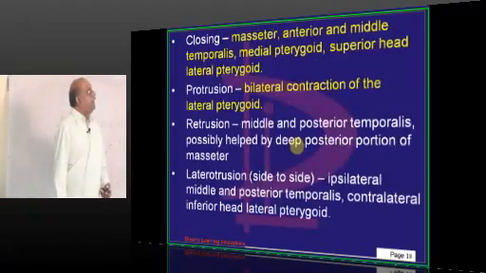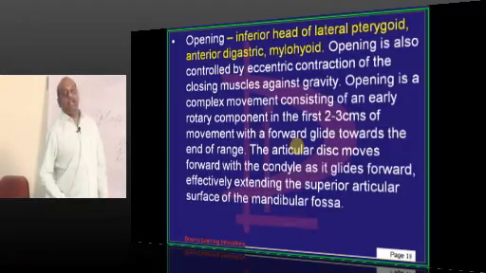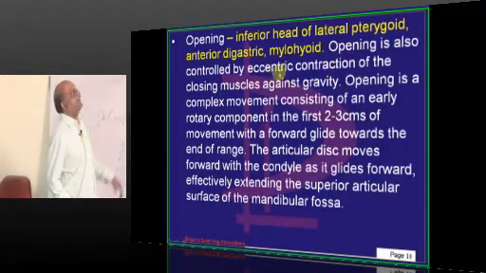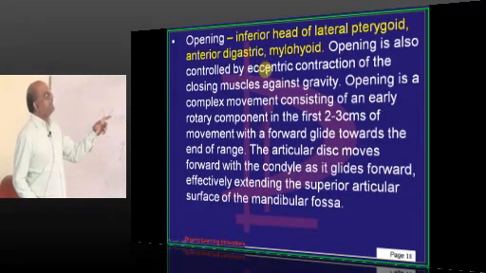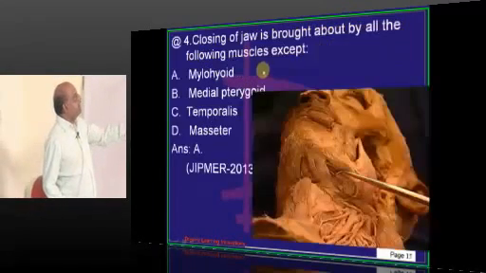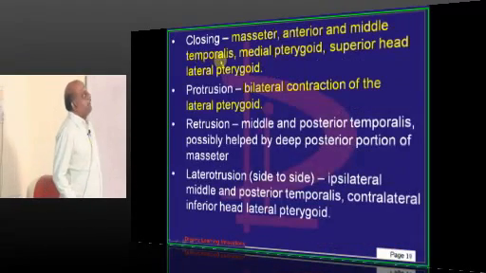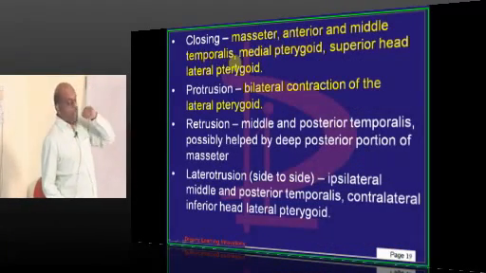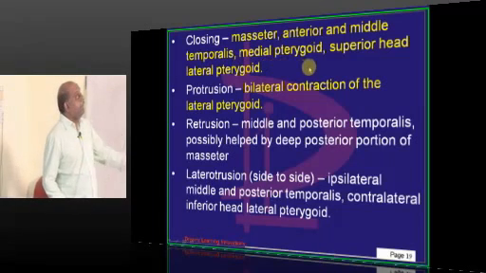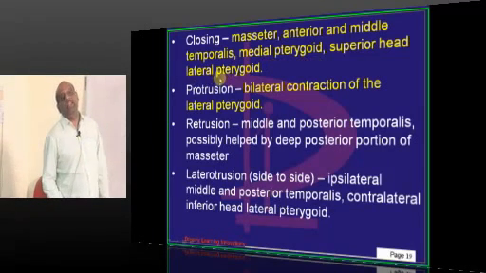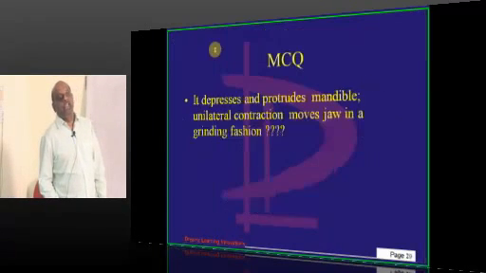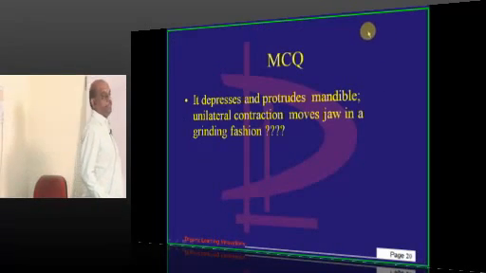So, the opening of the jaw is by the inferior head of the lateral pterygoid, anterior digastric, mylohyoid. So, there is a reason mylohyoid comes not in closing of the jaw. Masseter and the anterior middle temporalis, medial pterygoid, superior head of the lateral pterygoid. You should remember these for the closing of the jaw, is what I want to underscore to all of you.